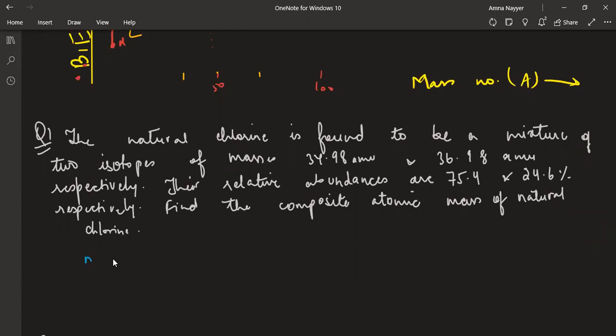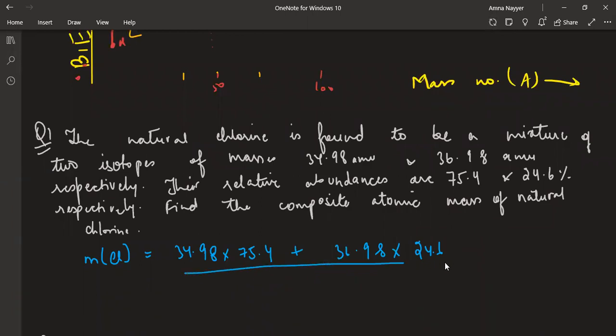Whenever such a question is asked to calculate the composite mass, the mass which we now use for chlorine, we write almost 35 whenever we are solving questions in chemistry. How did we get it? Multiply the relative abundance by the isotopic mass. So multiply 34.98 by 75.4, add next 36.98 by 24.6. If some other data were there, we would have multiplied and added that also. Then divide by 100. Once you solve this, you will get the answer as 35.47 AMU. Note it down. The next question, you have to try by yourself.